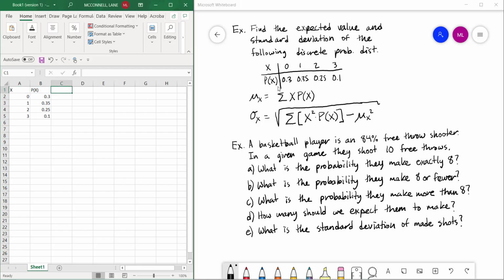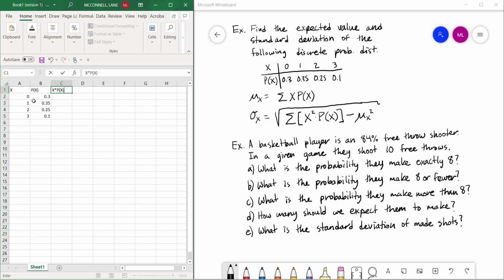Okay, so I'm going to start with the expected value, the mean right here. The first thing we need to do is find the product of every single random variable and its associated probability. And so what I've done is I've already typed in the corresponding x and p of x values from this table. I've essentially just copied these values into two different columns in Excel. In this next column, I want to write down the product of x times the p of x. I want to take this value and multiply it by this value, because that's what we need to do according to our formula. We take the product of those.